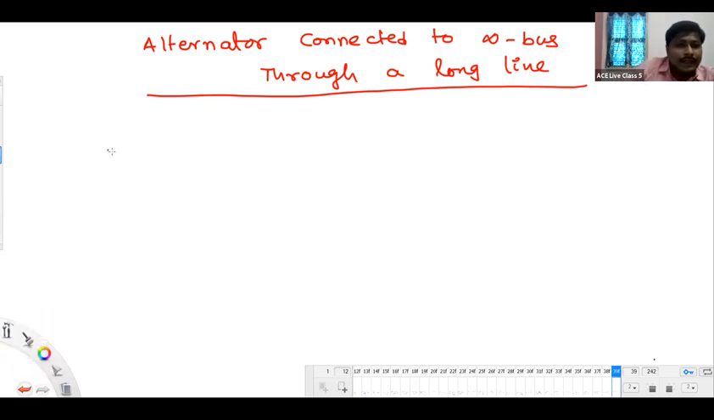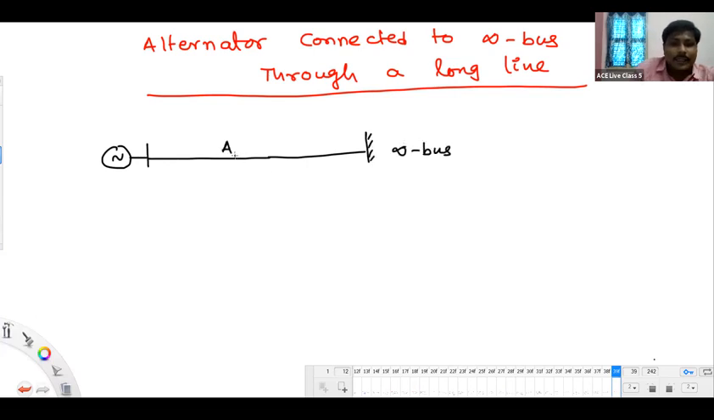So this is one alternator I am showing. And this is one long transmission line wire, and this is connected to infinite bus. This long transmission line will have some ABCD parameters. This you will study in T&D later. Right? Long transmission line, ABCD parameters. And this is our generator, this is our power generator.